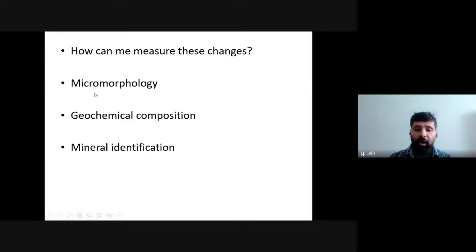Okay, all these techniques, all these methods, we will discuss in the next class. So don't worry if you don't know how to describe or study a soil by micromorphology methods. Don't worry, we'll discuss this in the next classes. It's just to understand that we need to have a lot of tools to describe these processes that change soil through time. Okay?